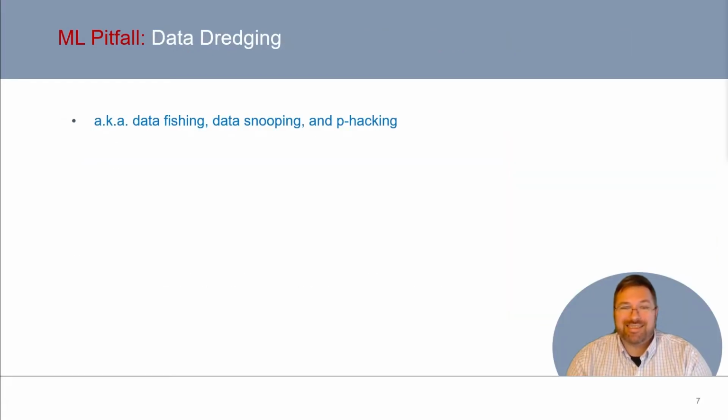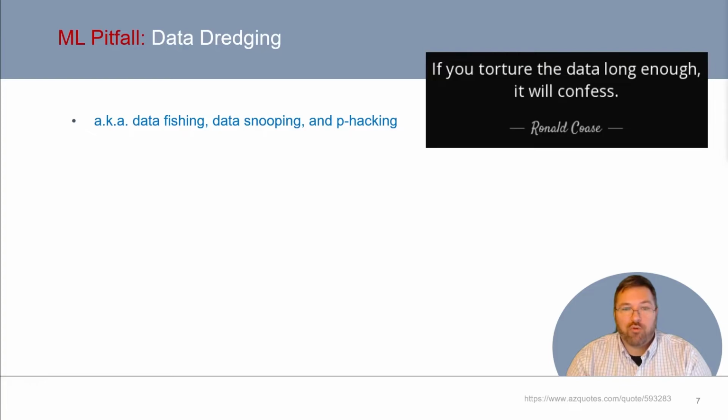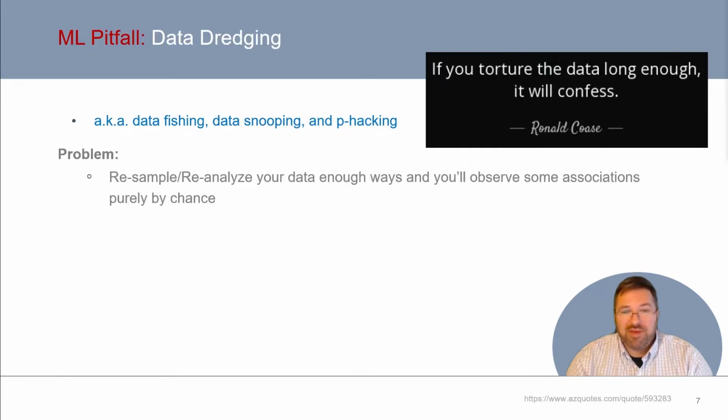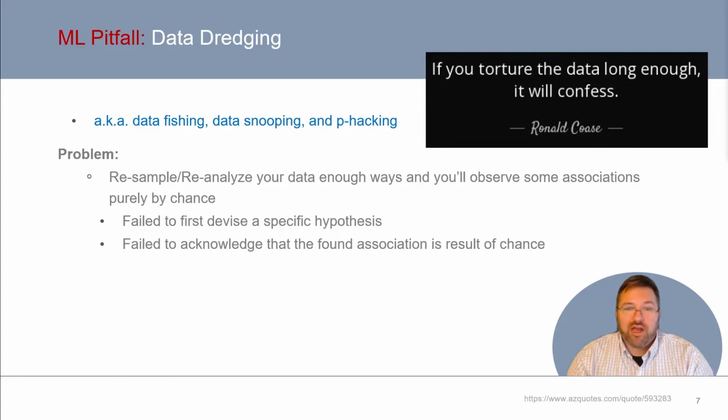Our next pitfall is data dredging, also known as data fishing, data snooping, and p-hacking. I love this quote related to the topic of data dredging. If you torture data long enough, it will confess. The problem here is that if you resample and reanalyze your data enough ways, eventually you're more likely to observe some associations purely by chance. We're more likely to do this when we failed to first devise a specific hypothesis and instead are openly fishing for results. This is also a problem if we fail to acknowledge the number of analyses we've conducted on the same data, or that a found association could always have just been the result of random chance.